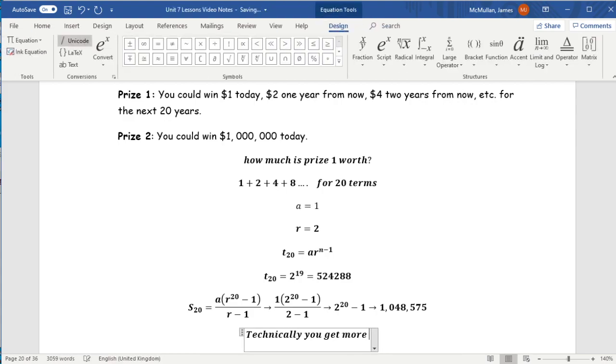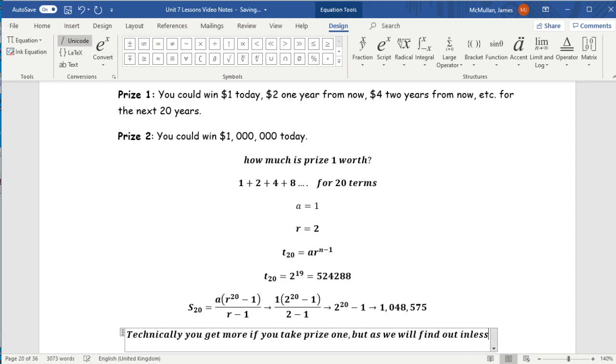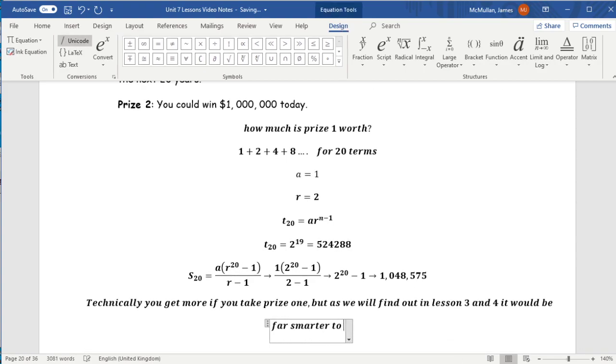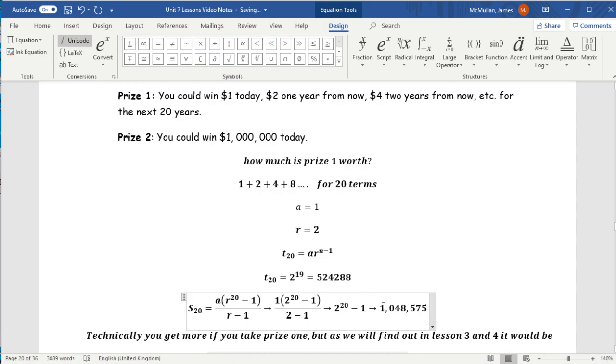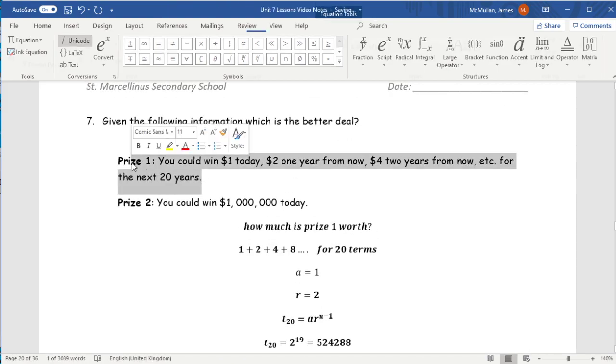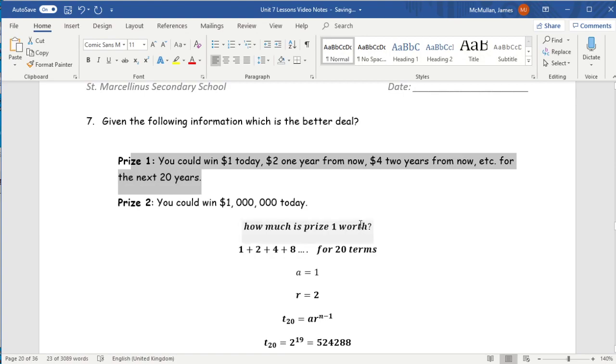Technically you get more if you take prize 1, but as we will find out in lessons 3 and 4, it would be far smarter to take option 2 and invest it. Okay, so I think it's kind of a strange question. They're telling us it is worth slightly more, but of course it's spread out over such a long period of time. Why would you wait 20 years to get essentially the same amount of money as you could just get today? It doesn't really make sense. So you should just get it today.